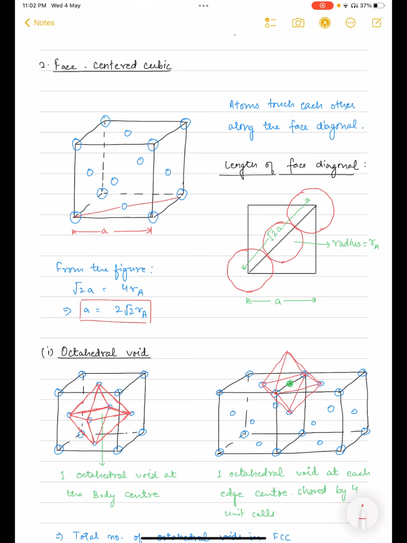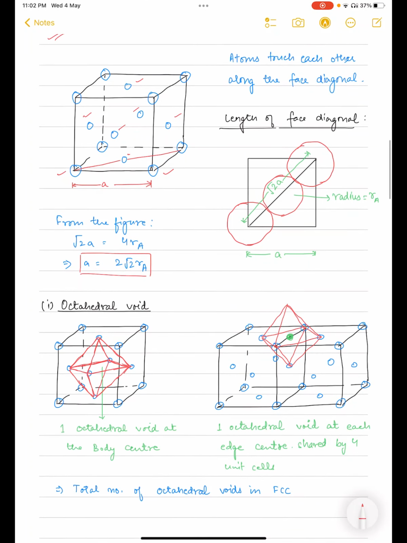In a face-centered cubic crystal, atoms are in contact along the face diagonal. So, what is face-centered cubic first? For a face-centered cubic, the atomic positions are at the vertices of the cube and at the face center of each face. Since we have 6 faces, there are 6 atoms at the face centers.